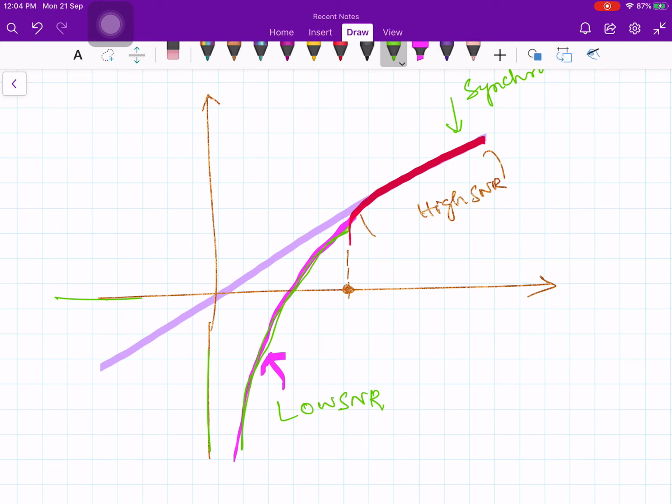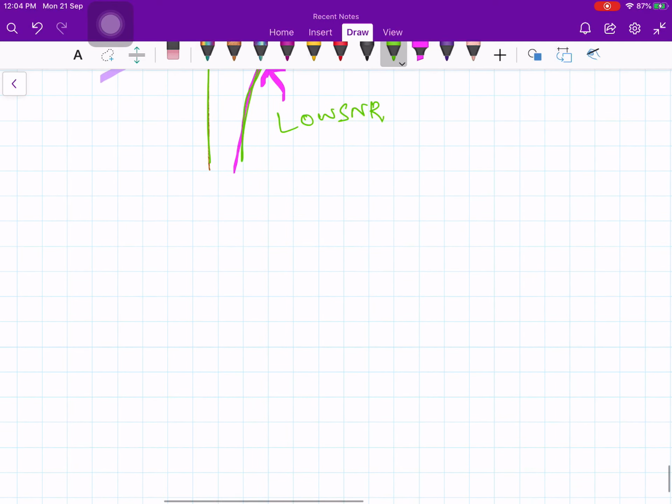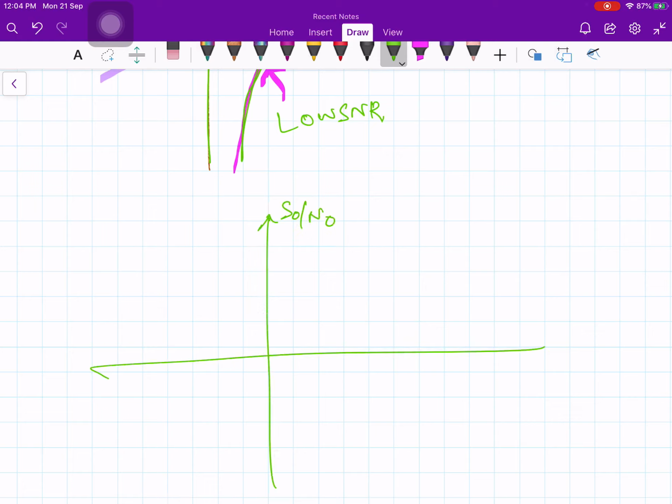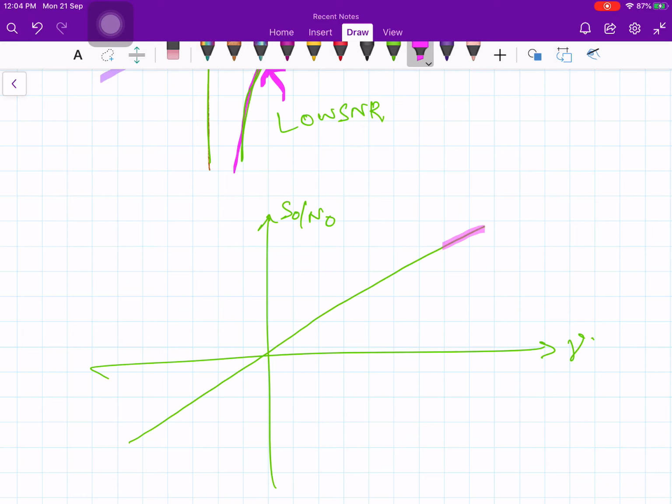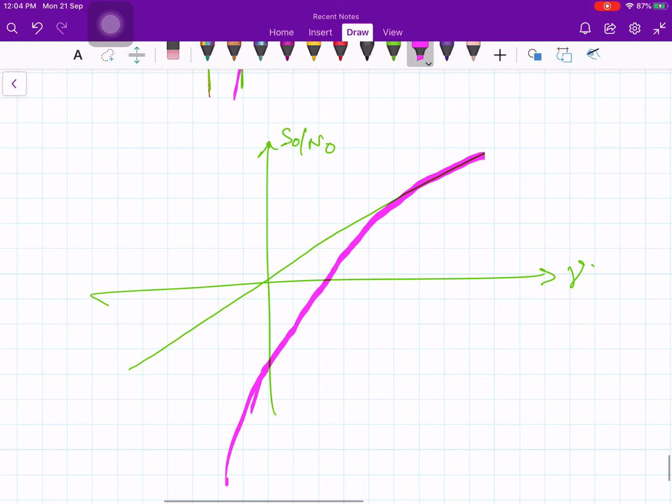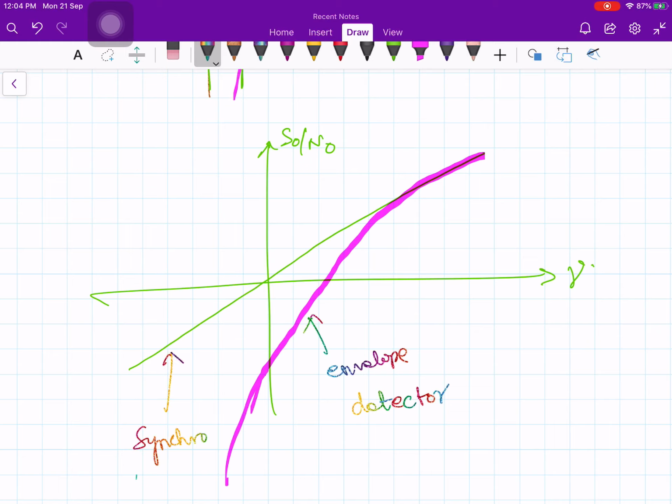So let me draw one more figure. So this is important. This is S0 by N0, and this is gamma, and you have a straight line. Now the envelope detector will come like this, like that. This is for the envelope detector, and the straight line is for the synchronous demodulator.